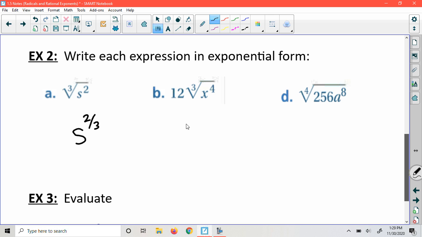Part B, that 12 is just hanging out in front. It's not affected by the 3rd root or anything because it's not inside of it. X, the fraction power, the 4 will go on top, and the 3 will go on bottom.